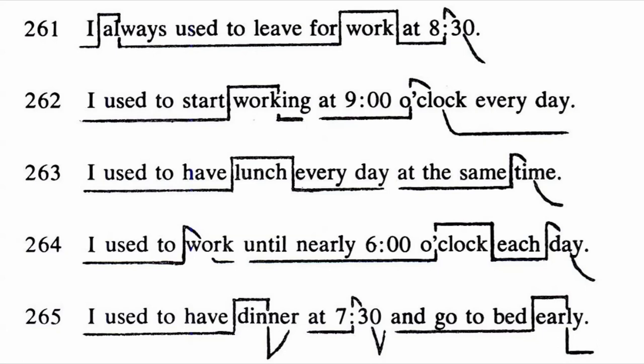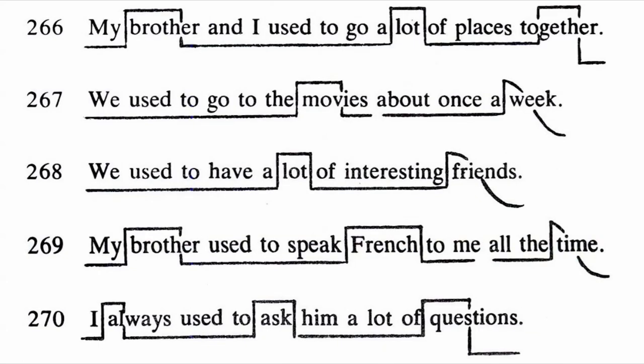I used to have lunch every day at the same time. I used to work until nearly 6 o'clock each day. I used to have dinner at 7:30 and go to bed early. My brother and I used to go a lot of places together. We used to go to the movies about once a week. We used to have a lot of interesting friends. My brother used to speak French to me all the time. I always used to ask him a lot of questions.